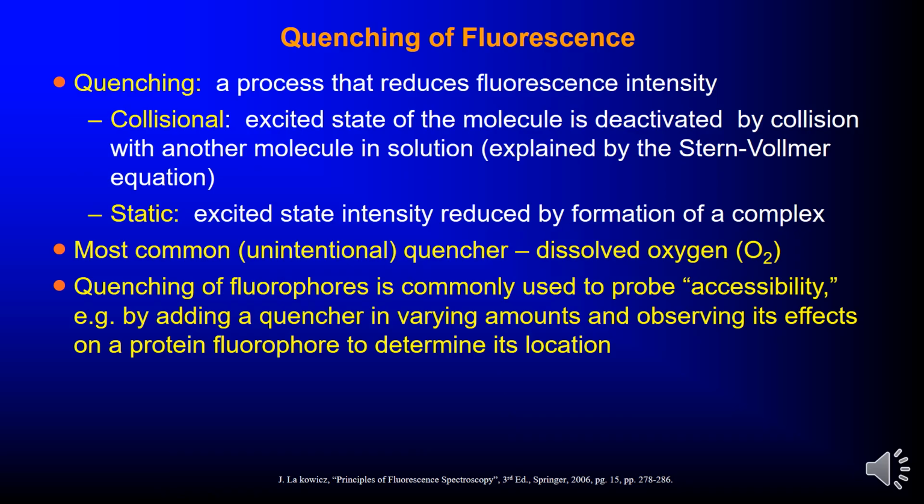Quenching, a process that reduces fluorescence intensity. Collisional quenching is due to collision: the excited state of the molecule is deactivated by collision with another molecule in solution, and this is explained by the Stern-Volmer equation. Then static quenching: the excited state intensity is reduced by formation of a complex. So quenching can be done in two ways, that is collisional and static.